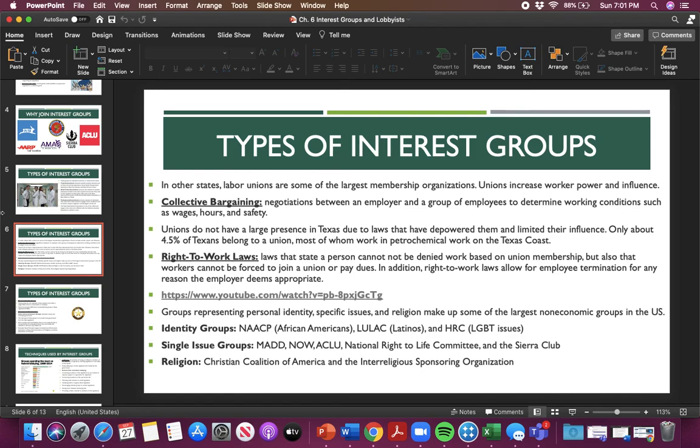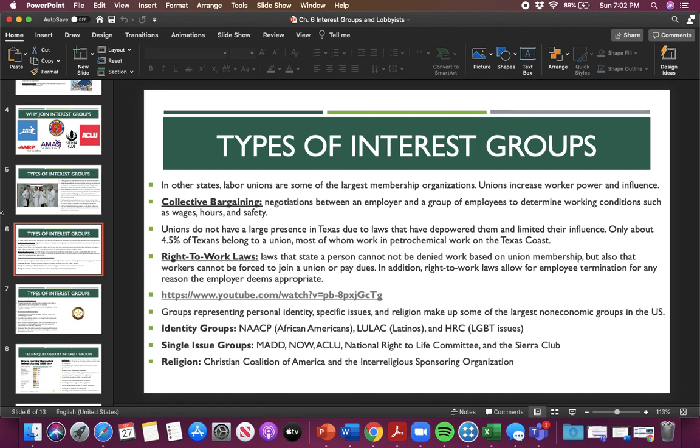ACLU, American Civil Liberties Union. Their issue is civil liberties, protecting American civil liberties. National Right to Life Committee, a pro-life group. Sierra Club is an environmental group. These groups are very passionate about a particular issue or things that are connected to that issue. So the NRA would be another group that would fall in here. And so people who are very motivated about these issues typically join these groups, pay membership dues, help advocate for their cause, maybe generate email lists, contact people, try and convince them to vote for certain candidates during an election season.